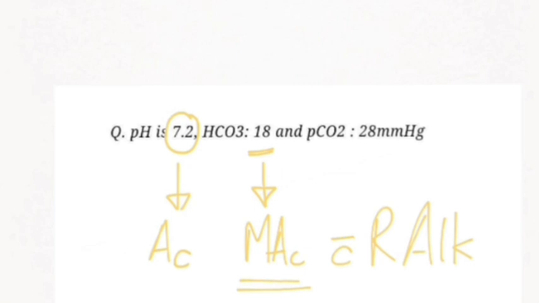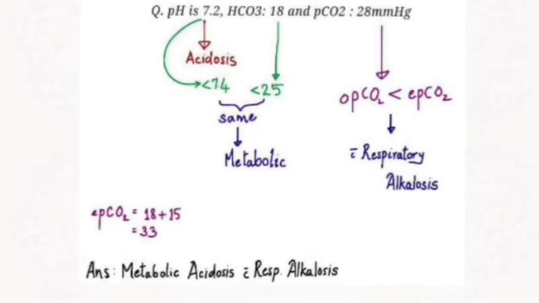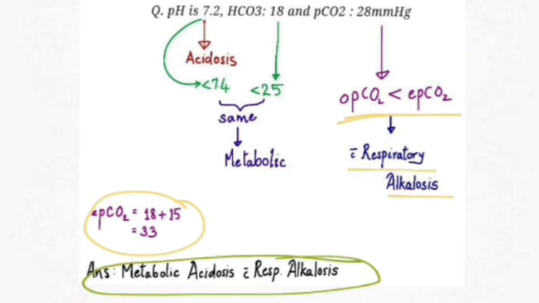We'll revise this question again. So pH is 7.2, which means acidosis. 7.2 is less than 7.4. HCO3 18 is less than 25. Both are going in the same direction, so metabolic. Expected PCO2 is 18 plus 15, that is 33. Observed PCO2 is less than expected PCO2, which means respiratory alkalosis. So the final answer is metabolic acidosis with respiratory alkalosis.